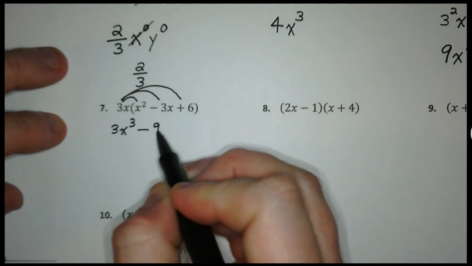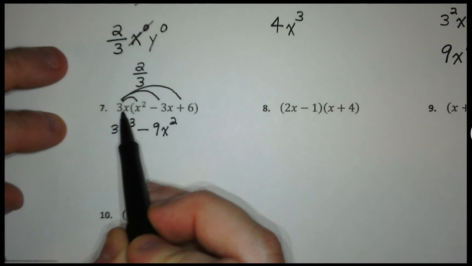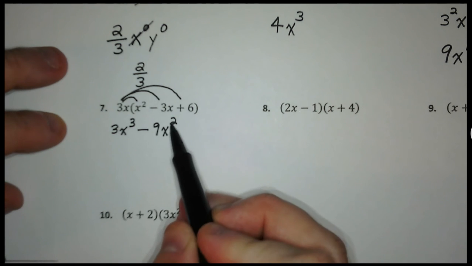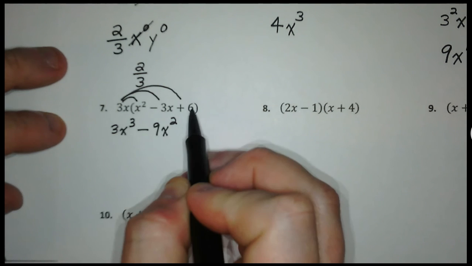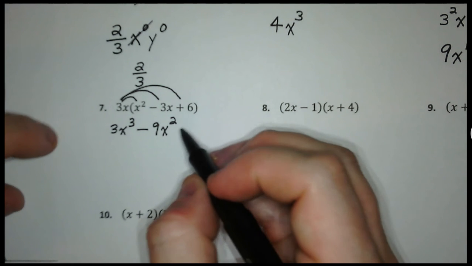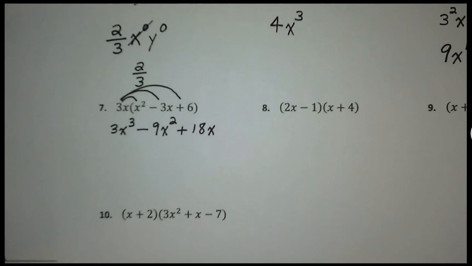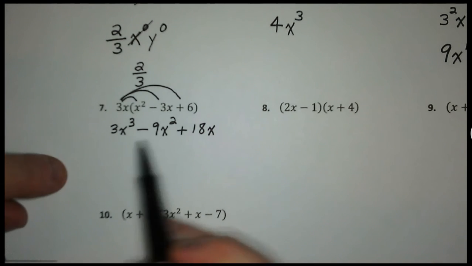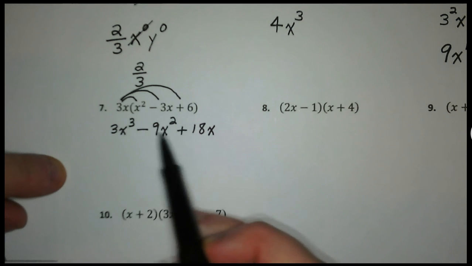That's going to be negative 9x to the 2nd. Remember, x times x is x to the 2nd, and then the 3 times the negative 3 is negative 9. And then 3x times positive 6 is positive 18x. And that's it. We're done because there's no terms that are alike that can be combined together.